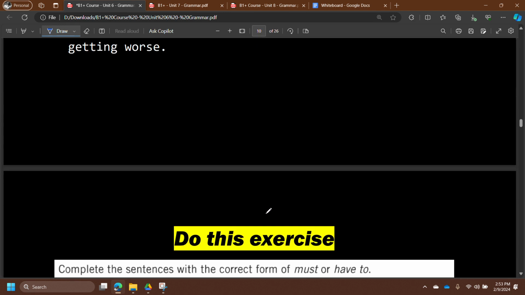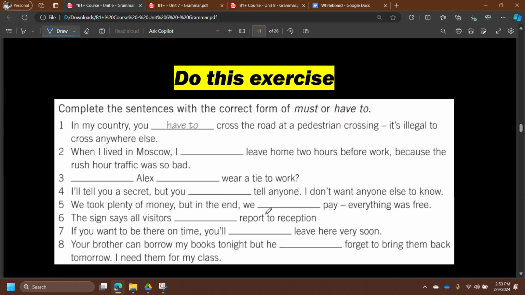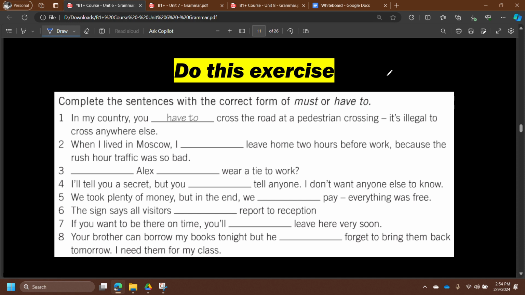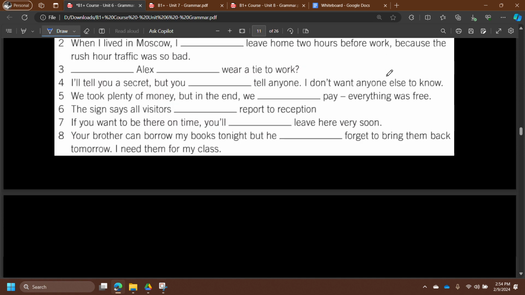Okay, so this was just an exercise. I can leave it for you for about 5 seconds if you are interested in doing it and checking yourself. But we're not gonna go over the exercise. We're mainly going to focus on the grammar explanation itself. Okay, so we're gonna now move on to the next one.